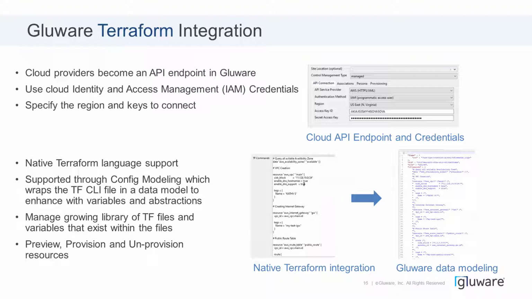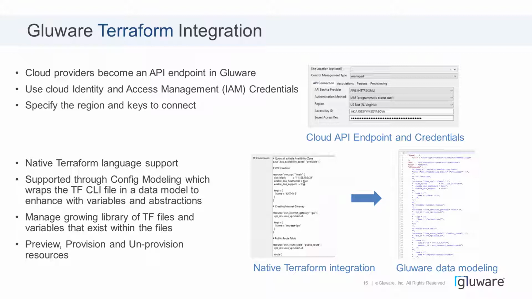In Gluware, as you know, we talk to network endpoints. Well, instead of talking directly to the networking endpoint, we're talking to an API endpoint. So within Gluware, you manage your credentials, straight from your cloud providers. You're using an IAM credential, identity and access management, and then you're using your API keys, credentials that are leveraged through the Terraform interface. So we support the Terraform CLI essentially.